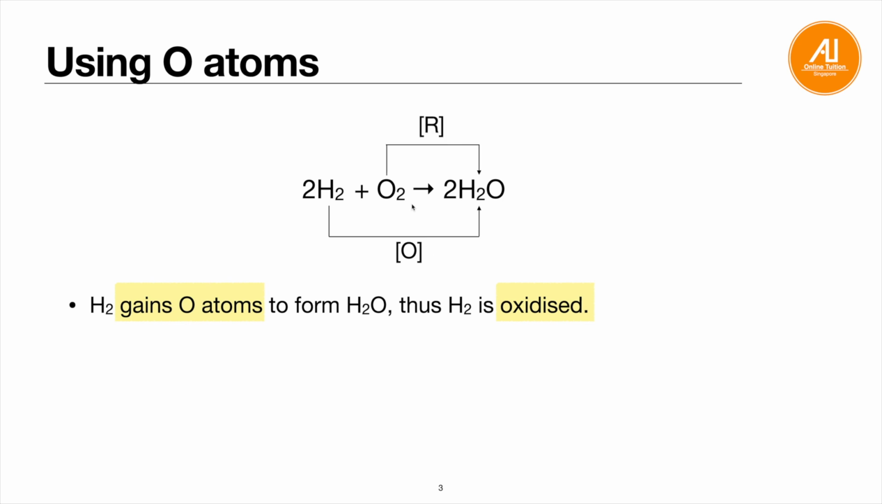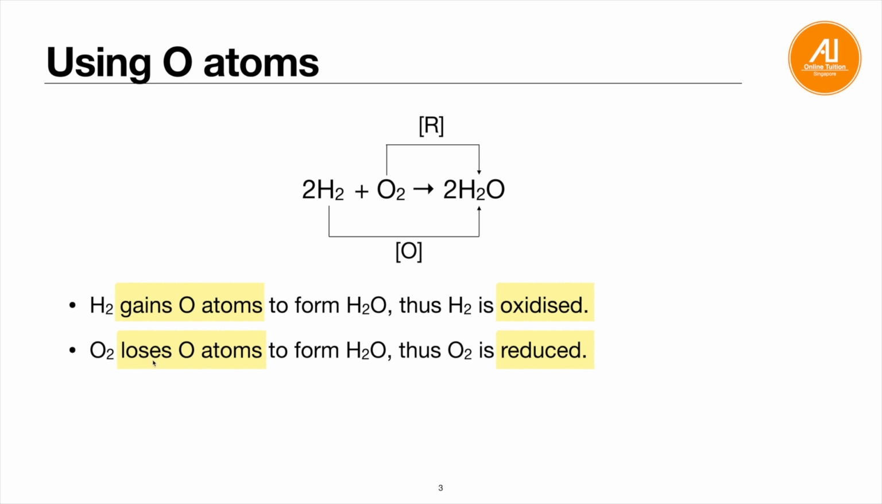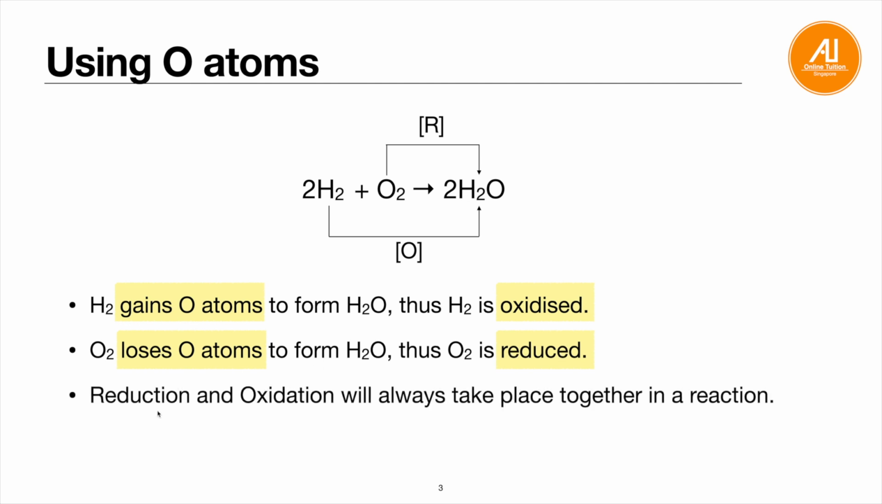The next one, O2 becomes H2O. If hydrogen gas is oxidized, oxygen gas will be reduced. So how do you write the statement? O2 loses oxygen atoms to form H2O. Thus, oxygen gas is reduced. One more thing to take note of is that for every reaction, reduction and oxidation will always take place together. Meaning if one of the reactants is oxidized, the other reactant will be reduced. They always come in a pair.